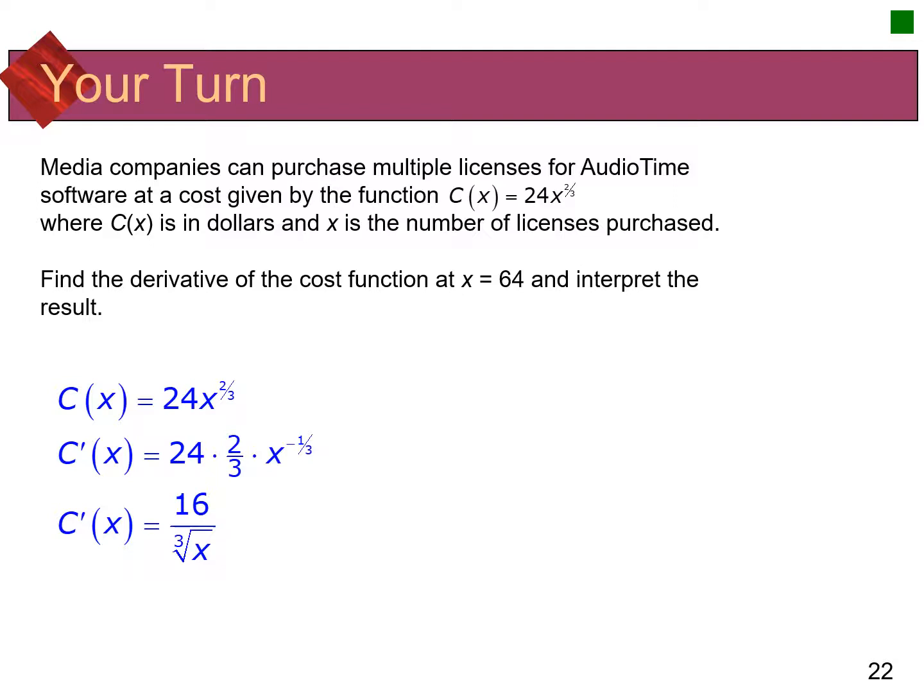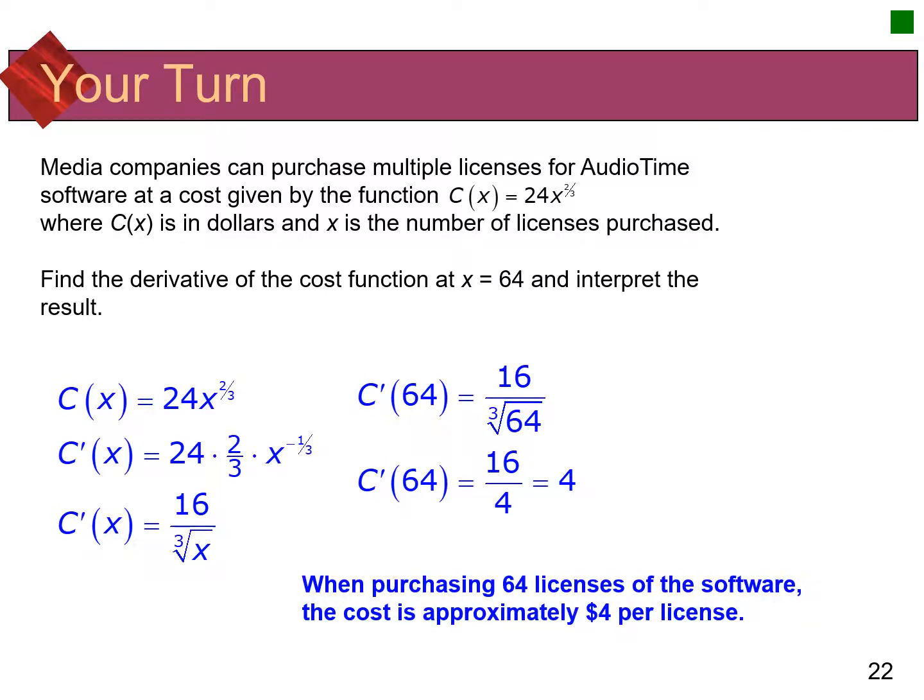So I want to figure out what happens with that when x equals 64. I'm going to plug in 64, and I get that the marginal cost at the moment when I'm purchasing 64 of these licenses is $4. So essentially what that means is if I'm purchasing this many software licenses, because of the number I'm buying, each software license is costing approximately $4 per license.